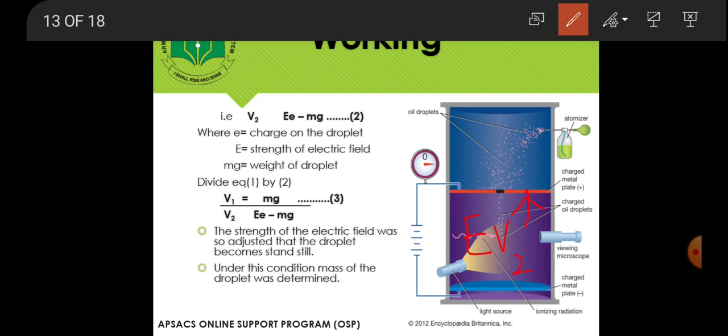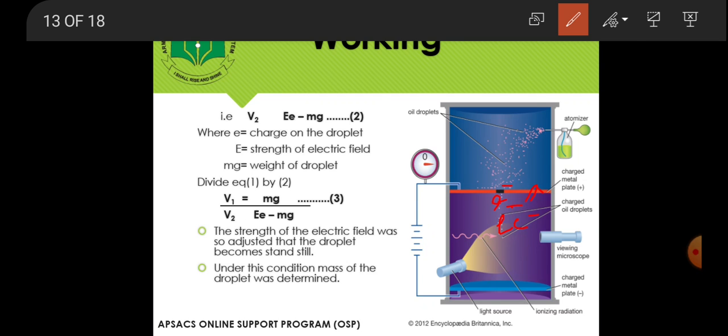Why is the oil droplet moving in the upward direction? Because this oil droplet is moving towards a positively charged metallic plate, and this velocity v2 depends upon the strength of the electric field E. Greater the strength of the electric field E, greater will be the velocity, and this velocity also depends upon the charge which is present on the oil droplet.